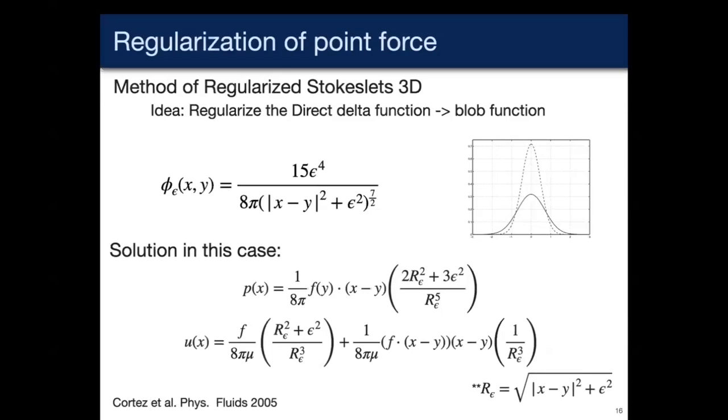And then in 3D, this is what the blob looks like, from the paper from 2005, the original paper in 3D. So in all these cases, you can write down the pressure and the velocity analytically if you have a point force or a regularized point force on the right-hand side.